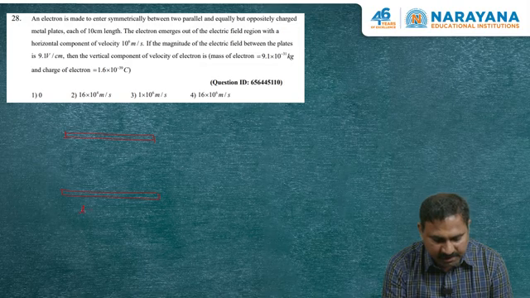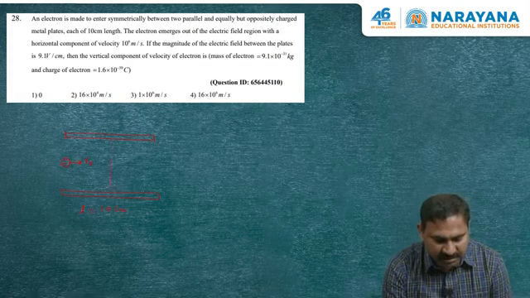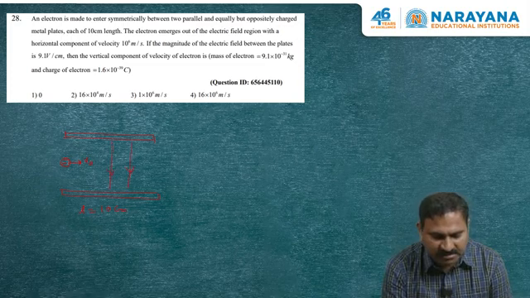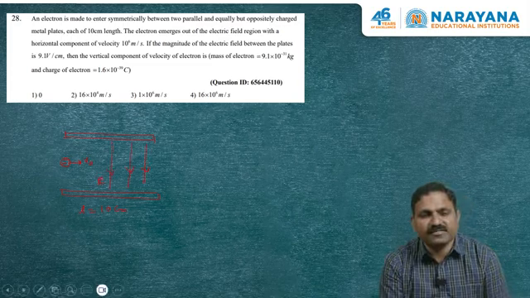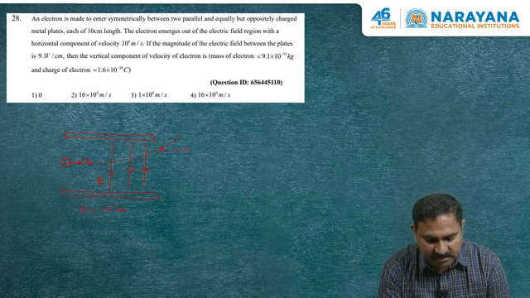Length of each plate is given as 10 centimeter. An electron is projected with velocity v naught, let us say. Suppose the electric field between the plates is like this. As it is a negatively charged particle, it experiences force in the direction opposite to the electric field, so it comes out from the plates like this.